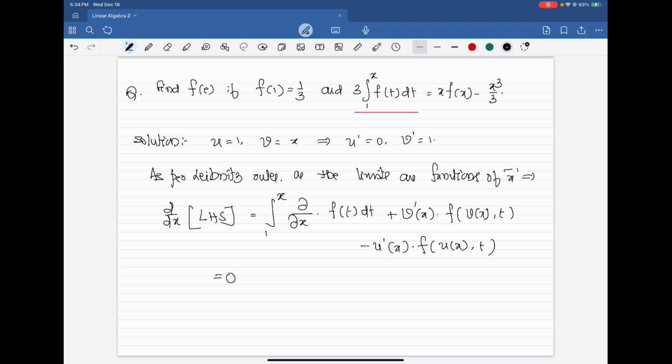Then what is v dash x? It is 1 into, what is v of x? x. Function x t is nothing but function x.